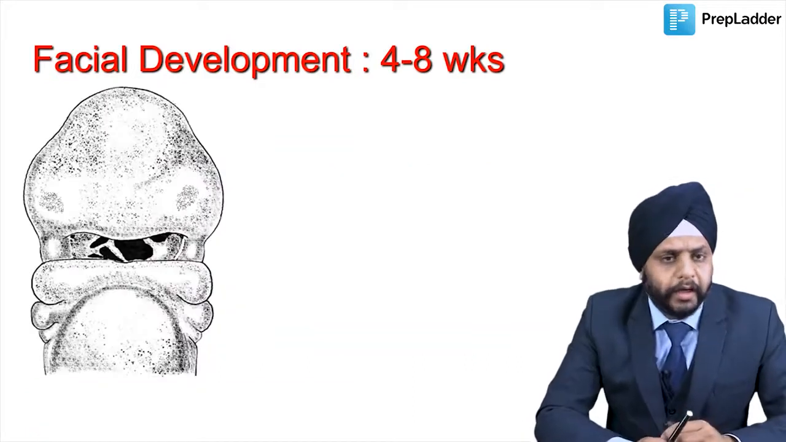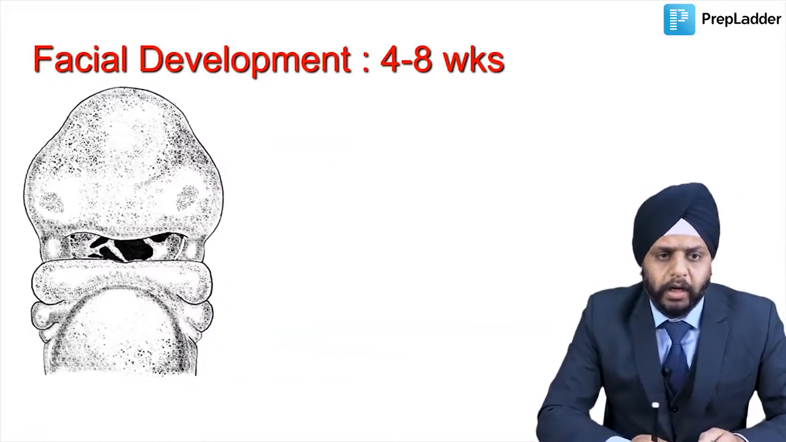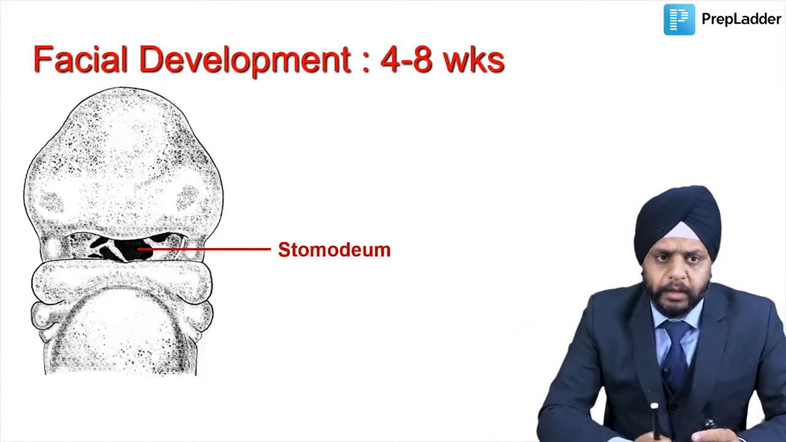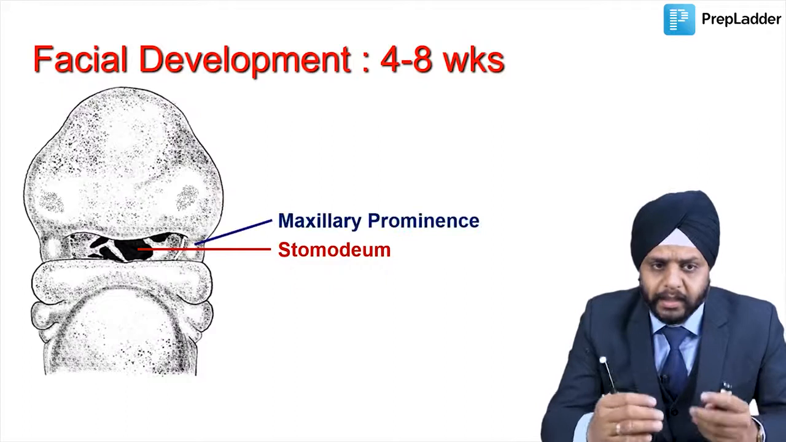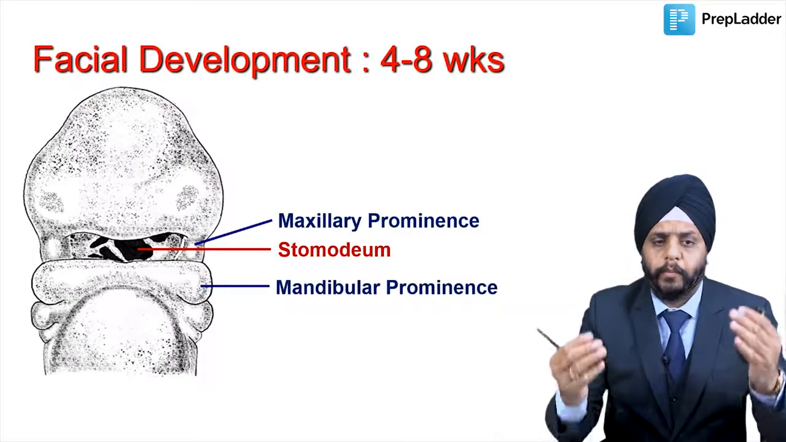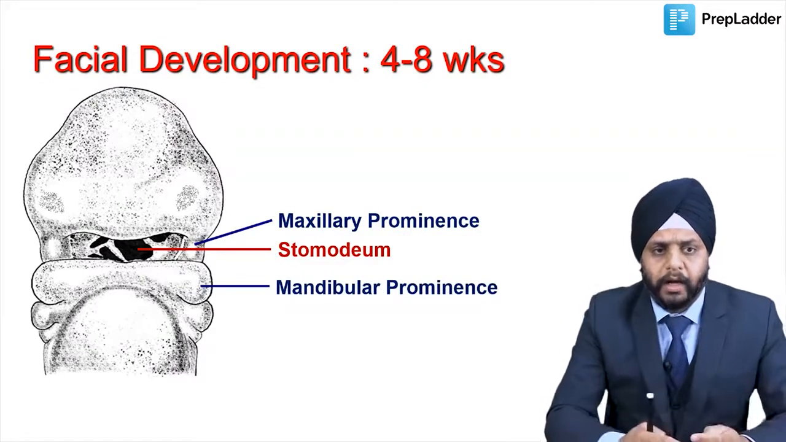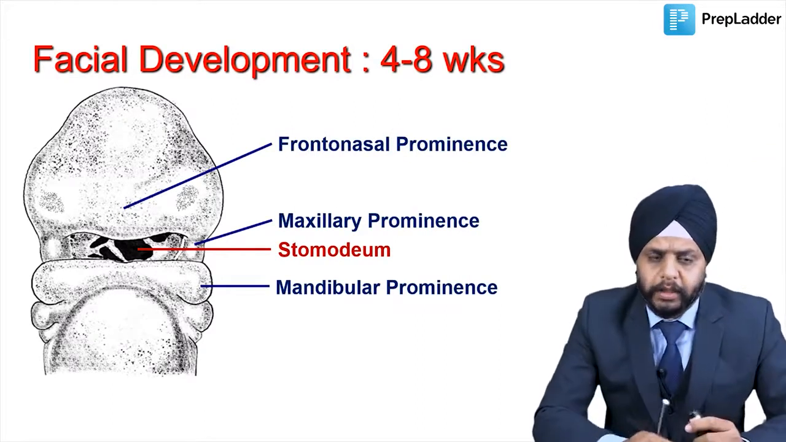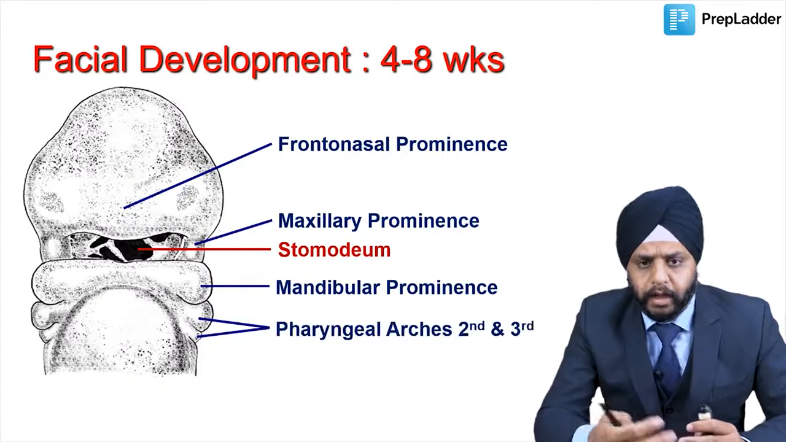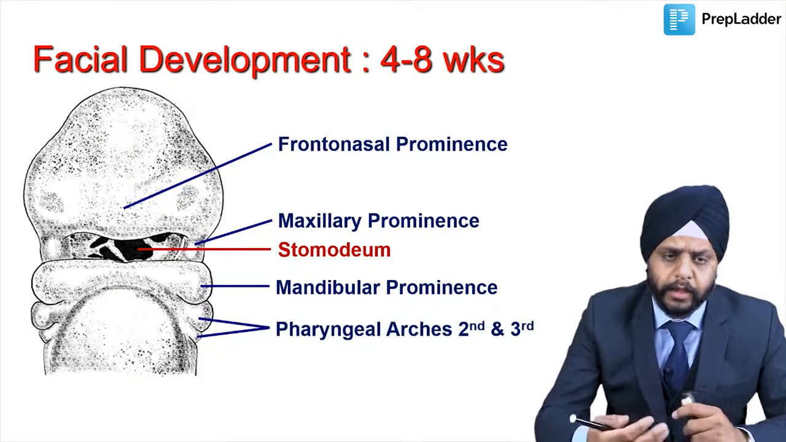So let's look over here. What can we see over here? We can see the stomidium, the primitive mouth, and we can see that around it the maxillary prominence, the mandibular prominence, they are all growing from the side, and the frontonasal prominence is coming from below. Now below these we know that there are pharyngeal arches, second, third, fourth and sixth.